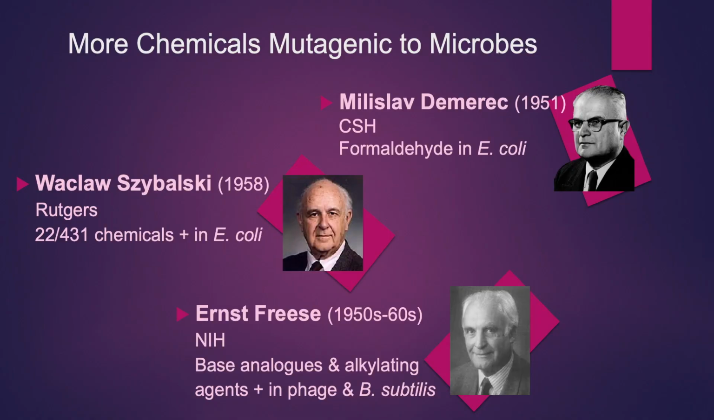And of course, Ernst Freese, also in the 50s and 60s at NIH, showed that a wide variety of base analogs and alkylating agents, other chemicals, were mutagenic in microbes. So within just a few years, lots of compounds were starting to be shown to be mutagens.